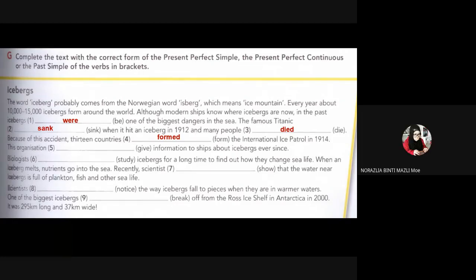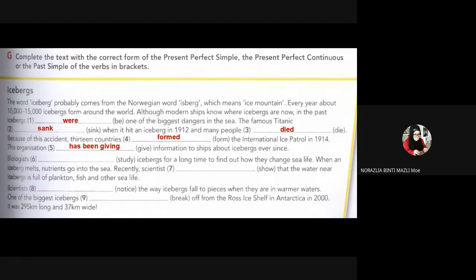Has been. Sure. Has been what? Giving. Daniel said has been giving. Yes, you are right. Okay, has been giving information. Sebab dia kata ever since. So sejak tu lah dia terus dia telah memberikan information.